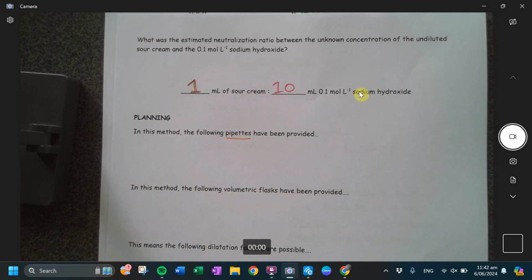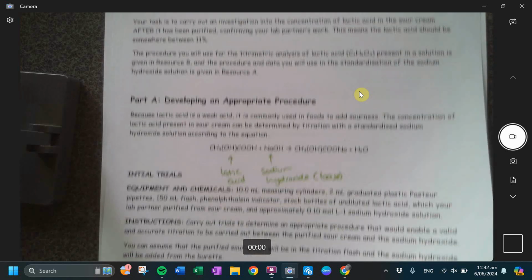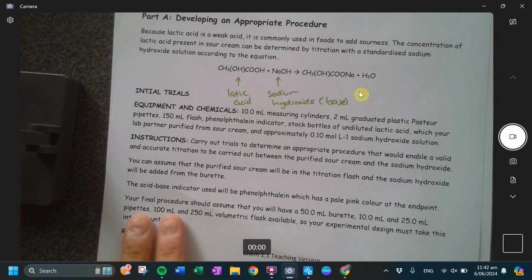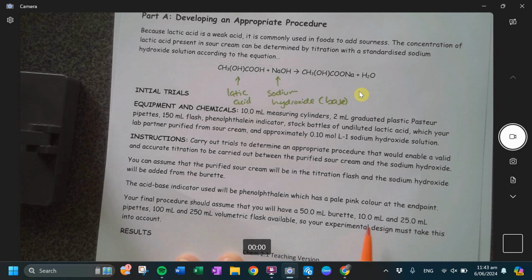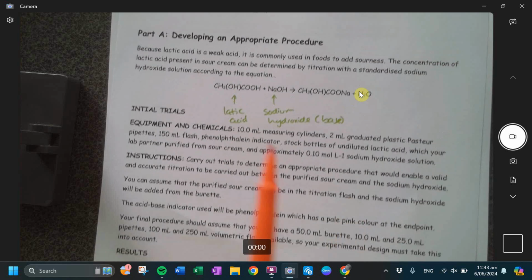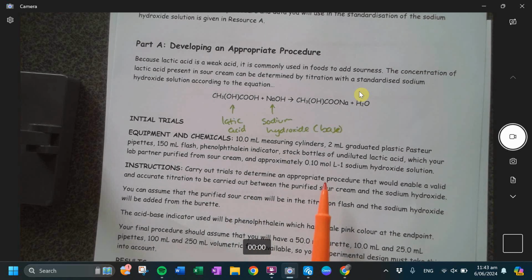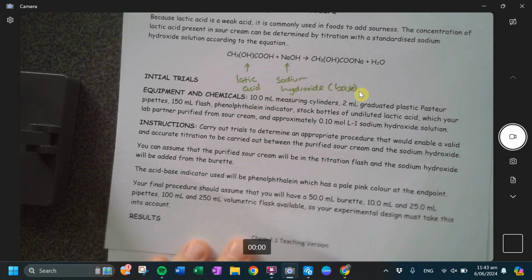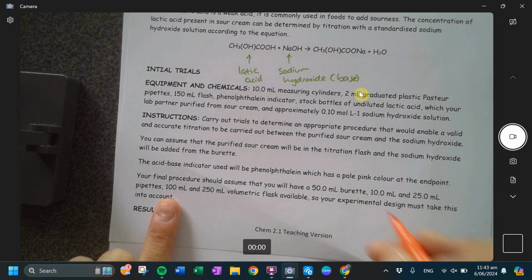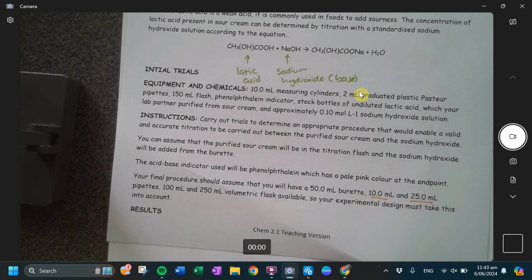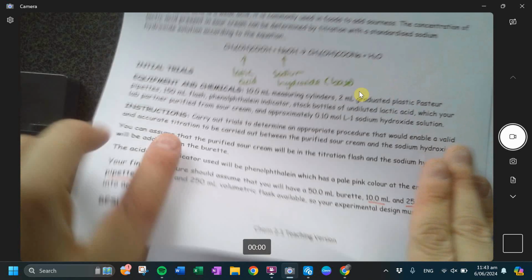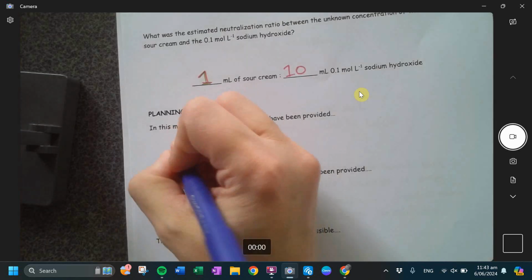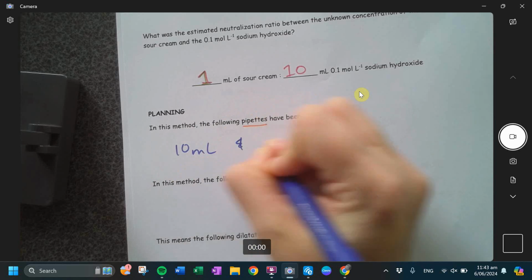So if I want to see what pipettes I have, I go back to this sheet over here, and I look over here. Oh, here we go. That's what I want. Okay, so we have 10 mil pipettes and we have 25 mil pipettes. So these are my two options for pipettes. I'm going to write that down. So I have a 10 mil pipette and I have a 25 mil pipette.